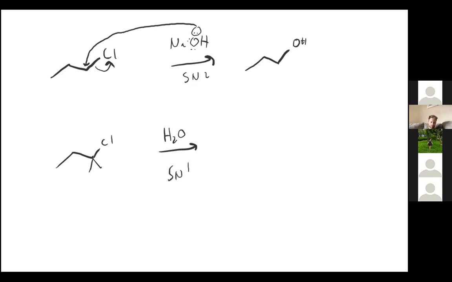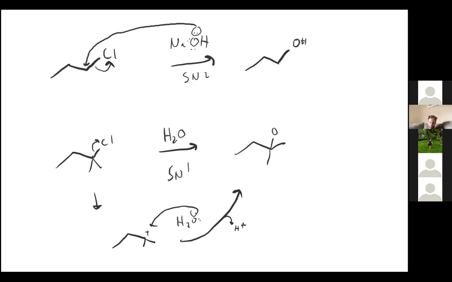we would lose our leaving group. Our water could come in. And again, we can make an alcohol this way. So these are probably the chapter 6 or 7 versions of doing this. In chapter 8, we talked about a few other ways.